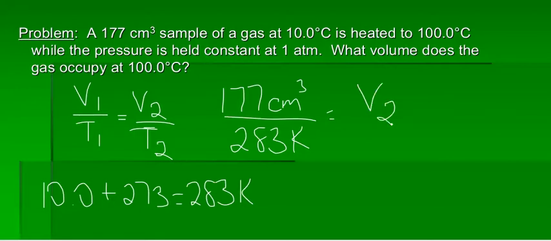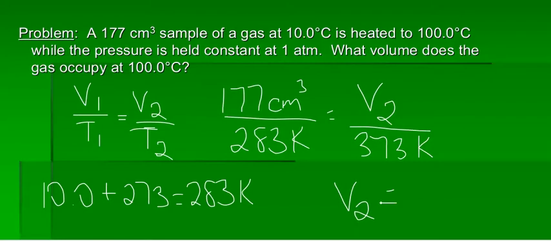Solving for V2, my new temperature is 100 degrees Celsius. Again, we add 273. It's important that we use the Kelvin scale. So there's our setup, and we can simply solve for V2. Now, if the temperature goes up, we would expect the volume to go up proportionally. So 177 divided by 283, multiply by 373, you will get a new volume of 233 centimeters cubed.